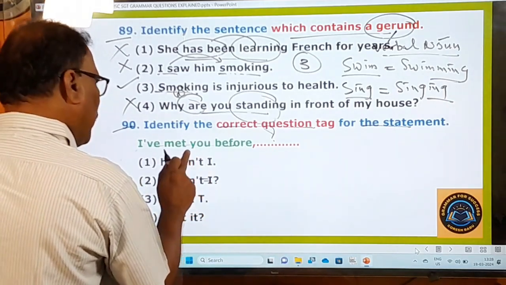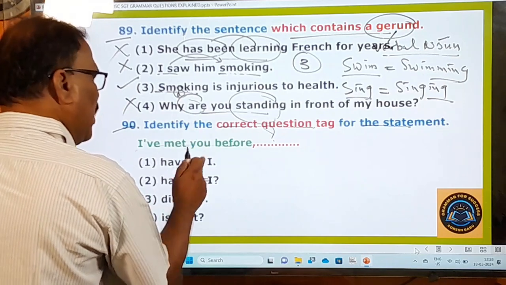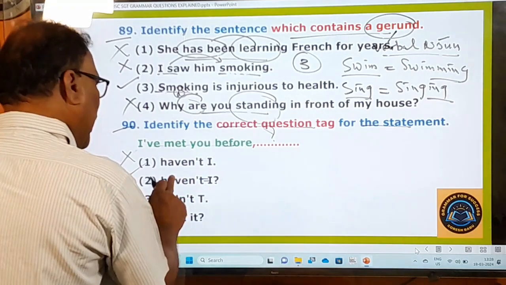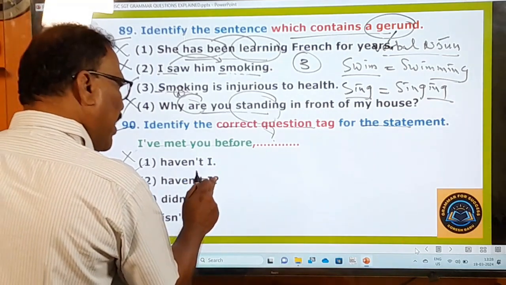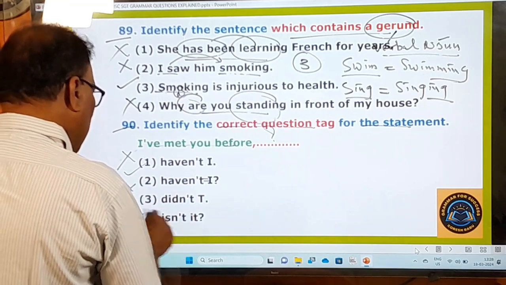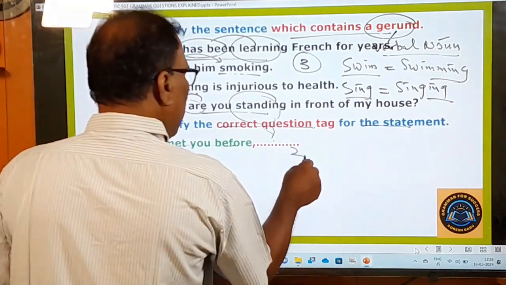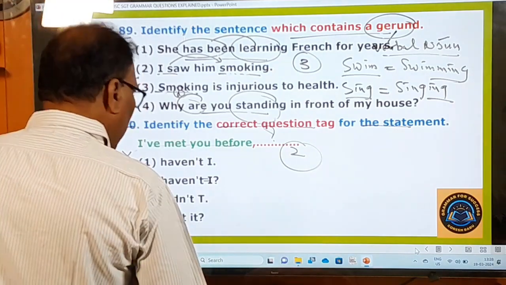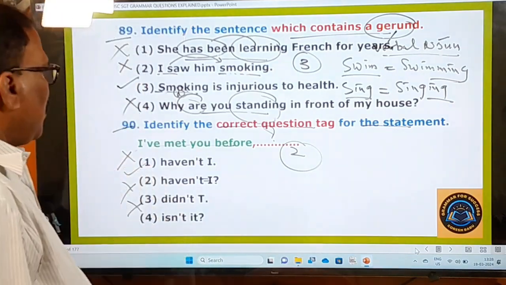In the first one, the tag is right, but the question mark is not there. Only a full stop is there. That's why this is wrong. The second one is right. Haven't I? The question tag is there, followed by a question mark. And didn't I? No. Isn't it? No. So only the second one is right. I have met you before. Haven't I? Now let's move on to the other questions.